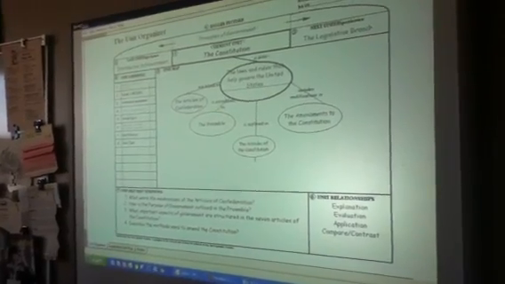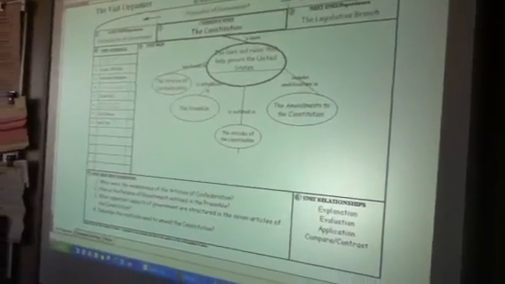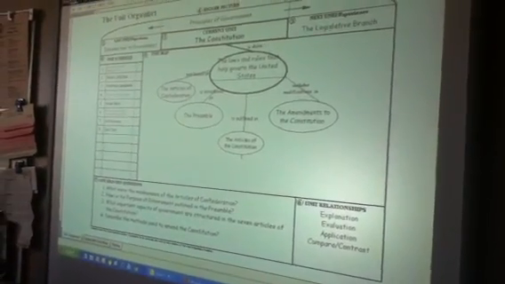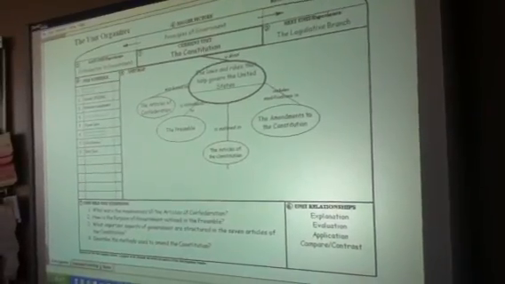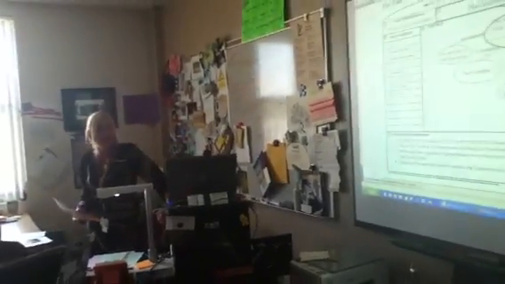All right, guys, get out your unit organizers. We're about to start our new unit on the Constitution. Our last unit was Introduction to Government. And when we're done with the Constitution, we'll be moving on to the legislative branch.